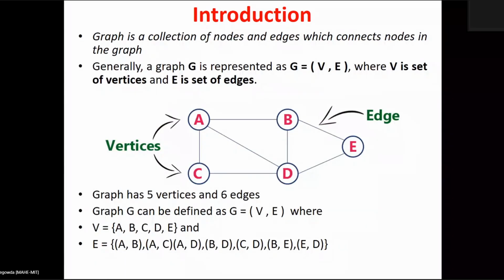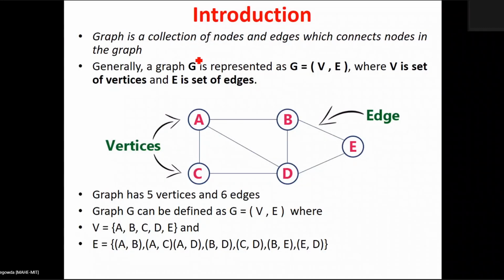This is an example of a graph. As I told, the graph G is represented using the symbolic form G equals (V, E), where V is the set of vertices and E is the set of edges. If you look at this example, I have nodes labeled A, B, C, D, and E. So this particular graph has 5 vertices and 6 edges. This graph can be represented using two sets: one made up of the nodes and another made up of the edges.